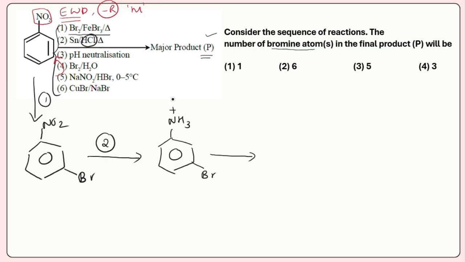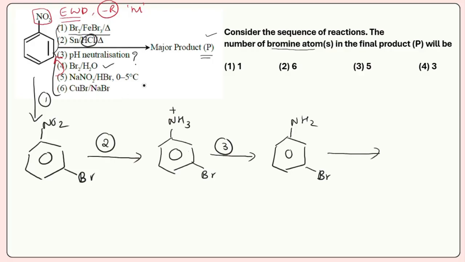So for that, we always do the pH neutralization. Therefore, you are going to get NH2 like this. And this is meta-bromoaniline. Is this step really important? Yes, it is really important. Why so? Because when we do the next reaction, that is bromine in water, the product depends on whether it is anilinium ion or aniline. That's why we have to neutralize the reaction here so that this will be in the form of aniline only.